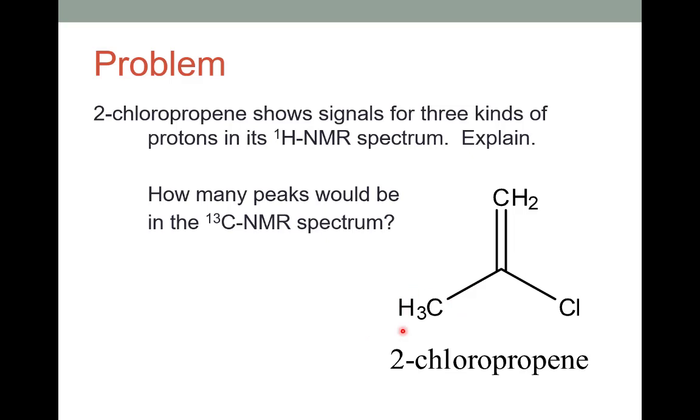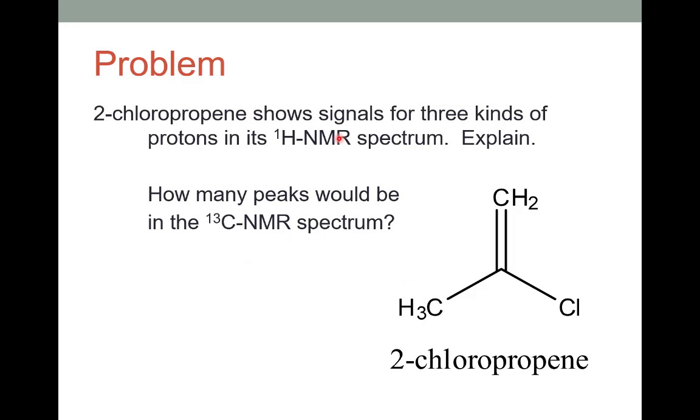So I have my CH3 group. I have my chlorine-bound part of my alkene, and I have the other part of the alkene. 1, 2, 3 distinct kinds of carbons. I would see 3 different peaks in my carbon NMR spectrum.